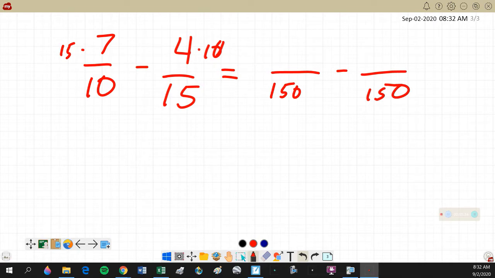But you're going to end up with numbers that are larger than they need to be. So instead of doing that, I find the least common multiple, and Monty knew it was 30. What if you don't know?